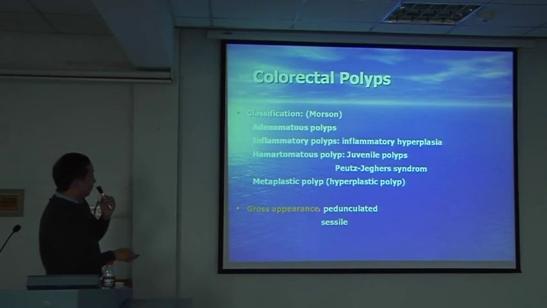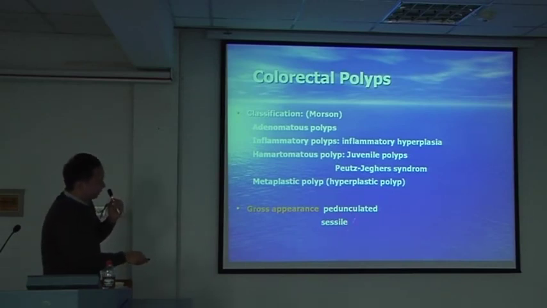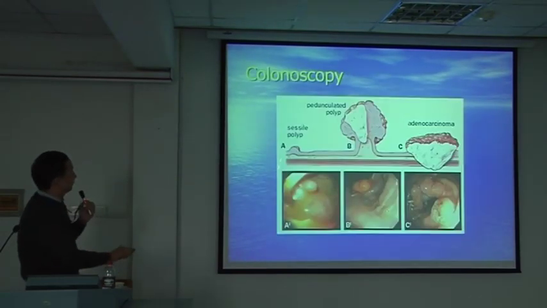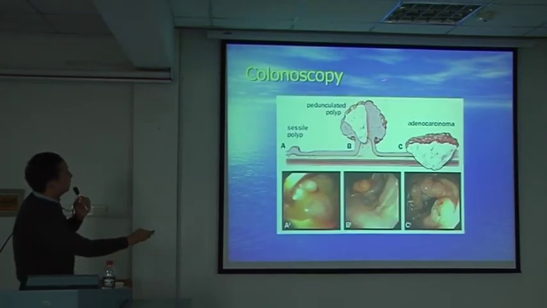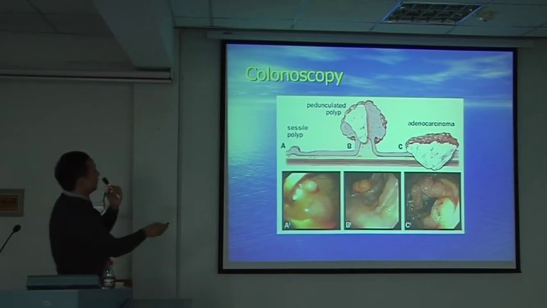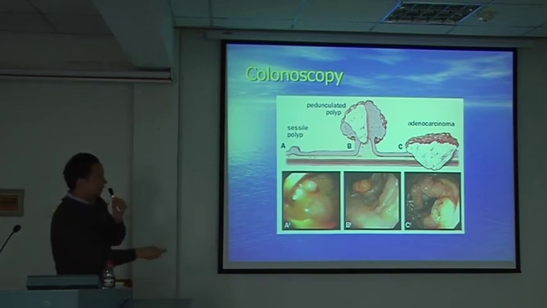And for the gross appearance, there are 2 types. One is pedunculated, another is sessile. What is pedunculated? This is sessile, and this is... how to pronounce this one? Sorry, pedunculated. Okay, pedunculated polyps. So they have this stalk.